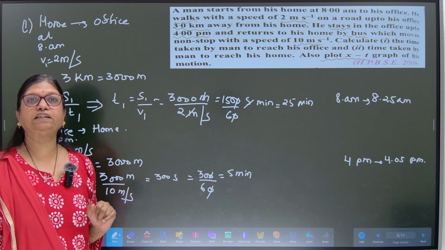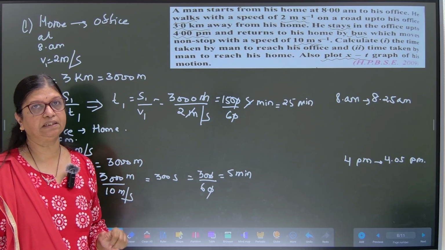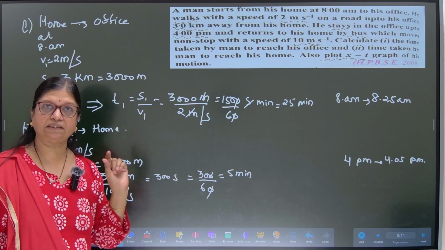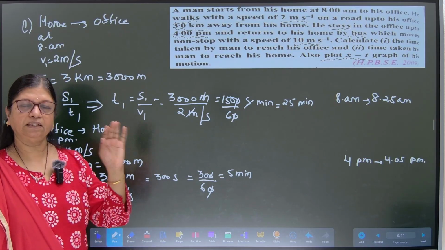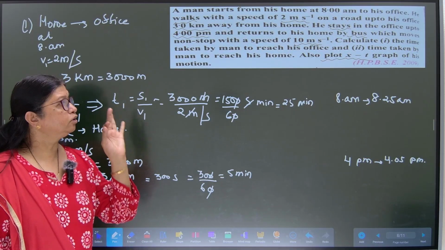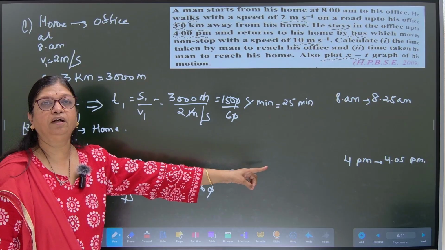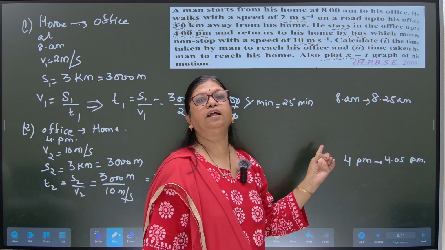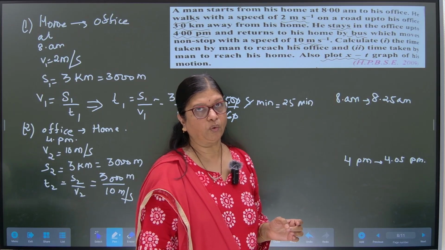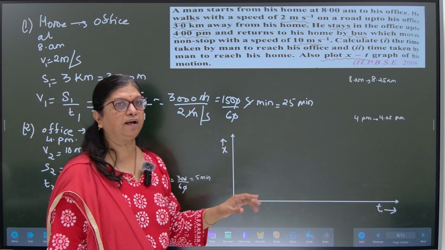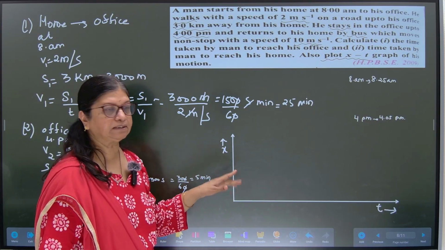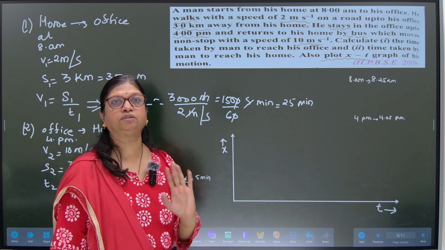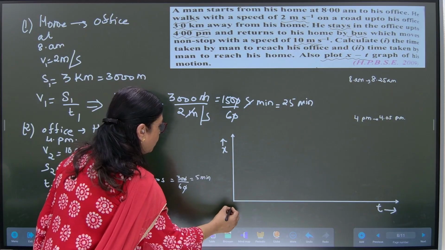Fine. Now what is an xt graph? X is the distance, t is the time. X is on the y-axis, that is the distance is on the y-axis, and t is on the x-axis. So let us draw a graph taking this data which we have calculated into consideration. Now as you can see on the graph, I have one y-axis on which the distance x is noted, and x-axis on which the time t is noted, and O is the origin.